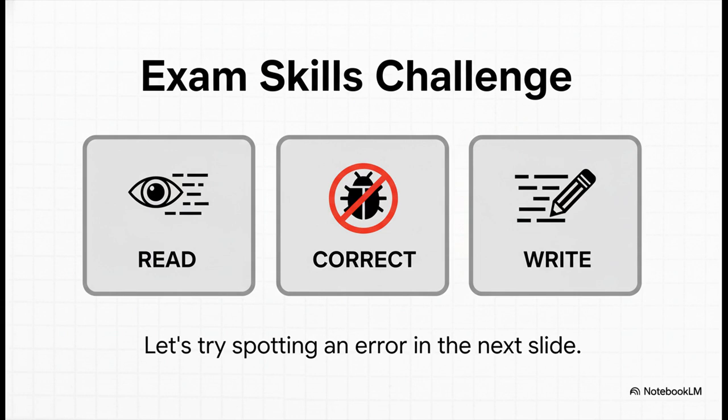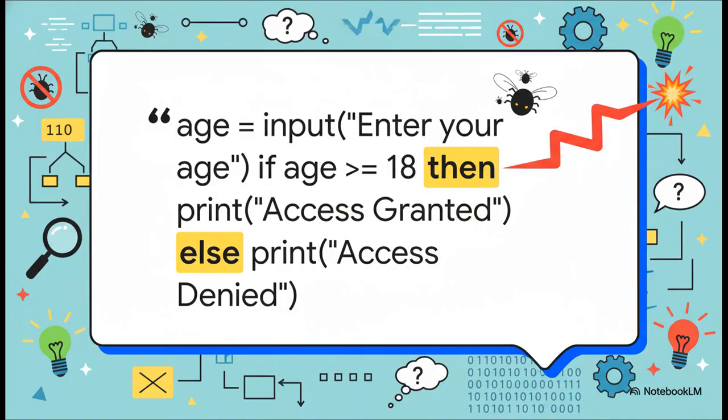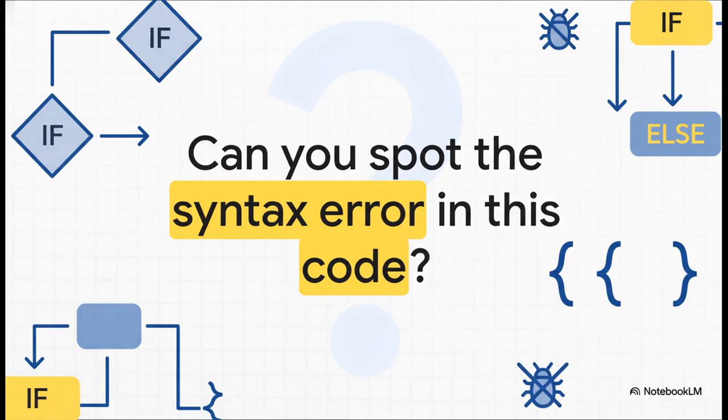Let's see if you can put on your detective hat. Okay, have a look at this little piece of code. It asks for an age, and it's supposed to print one of two messages. It looks pretty good on the surface, right? But there is a syntax error hiding in there, a mistake that would make the program crash. So take a second, read it through carefully. Based on the rules we just went over, what's missing?